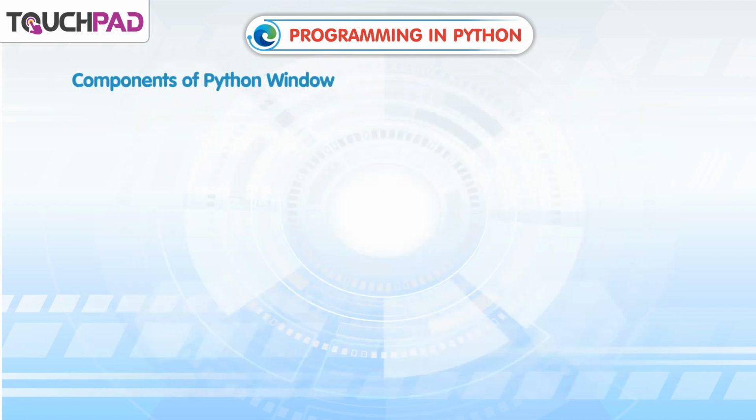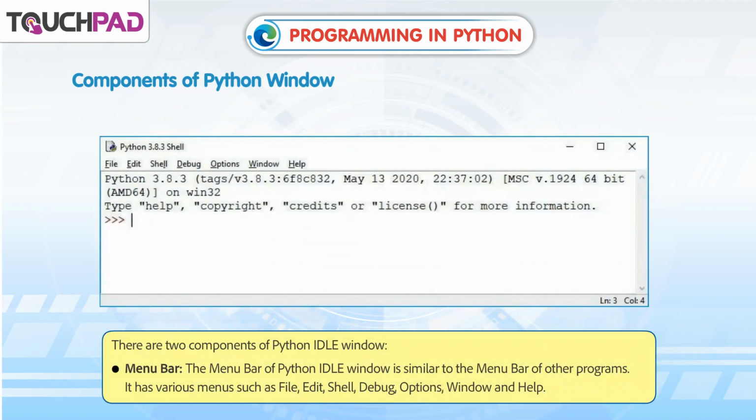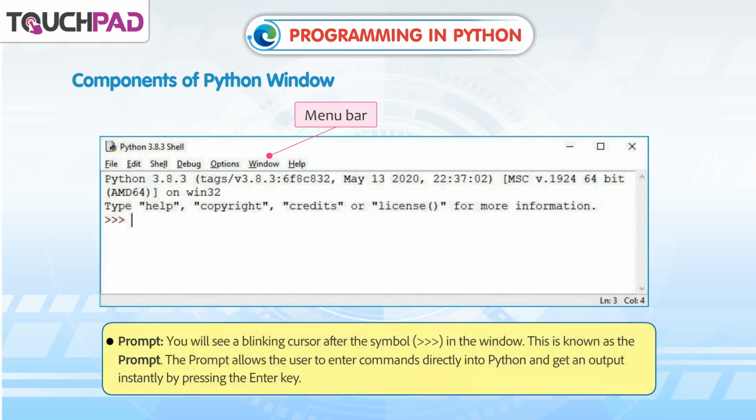Components of Python window. There are two components of Python IDLE window. Menu bar. The menu bar of Python IDLE window is similar to the menu bar of other programs. It has various menus such as File, Edit, Shell, Debug, Options, Window and Help. Prompt. You will see a blinking cursor after the symbol in the window. This is known as the prompt.